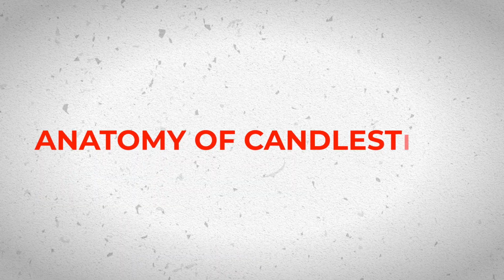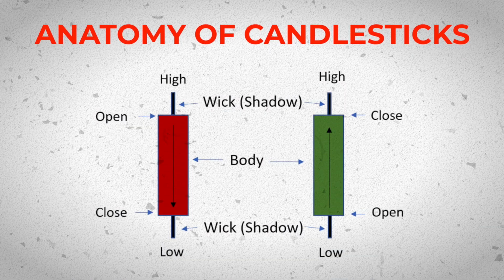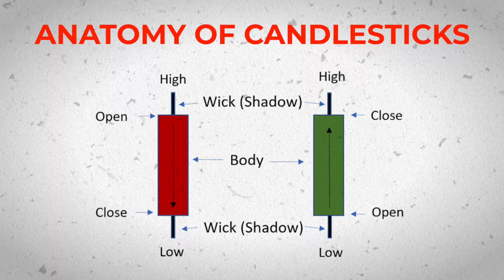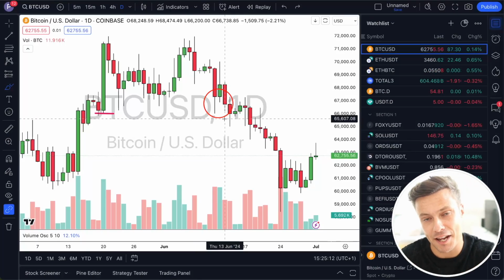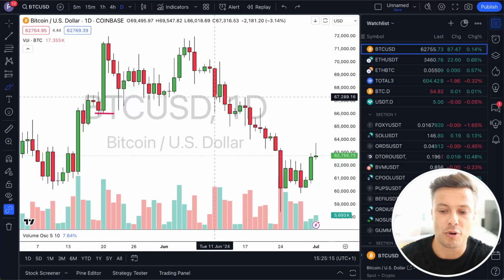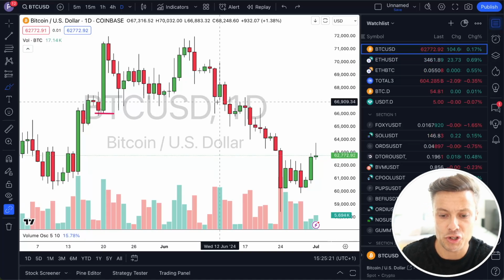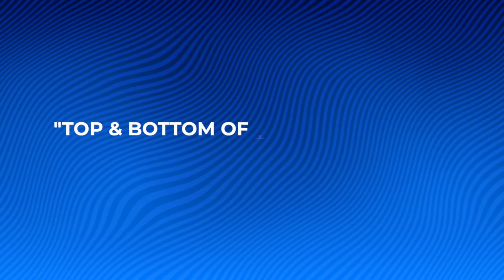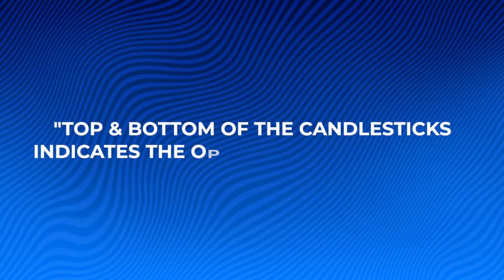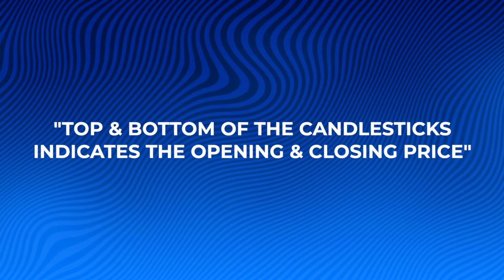Now, every single candlestick comprises 2 parts, a candle body and a wick. If we look into this candlestick right here, you will see that the price opened at $67,289. At some point during that day, it came down to $66,900. Now, the top and bottom of the candlestick body indicates the opening price on the day and the closing price on the day.